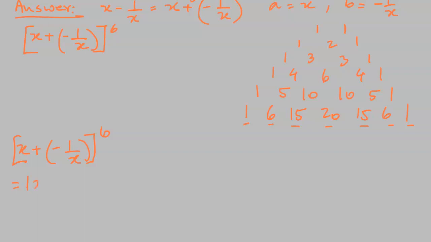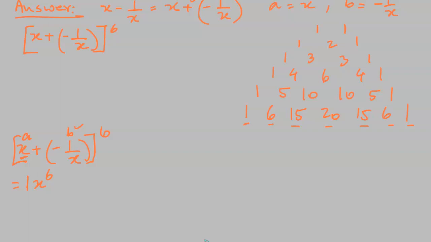x to the power of 6, because the first term is a, and this is a and this is b. The first term's power of a will be equal to the value of n, and the powers of a will be going on decreasing by 1, and the last term's power of a will be equal to 0, whereas the first term's power of b will be equal to 0 and the powers will be going on increasing by 1, and the last term's power of b will be equal to the value of n, which in this case is equal to 6.